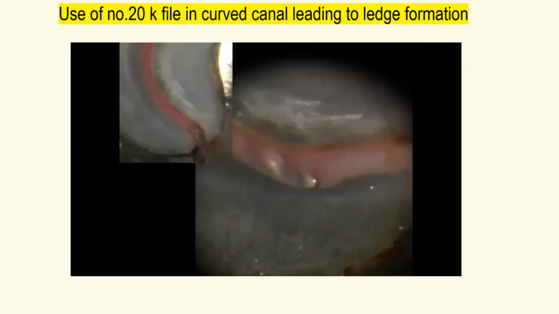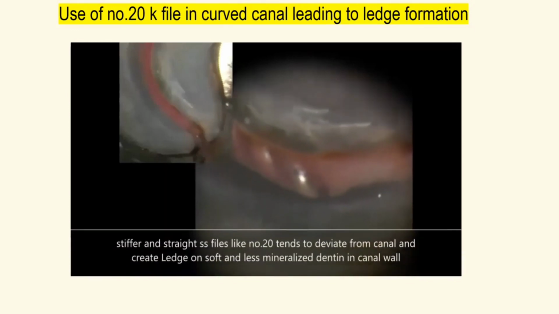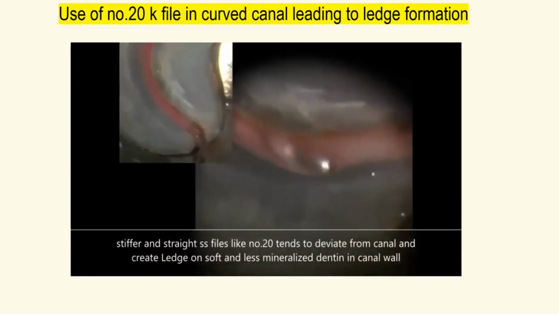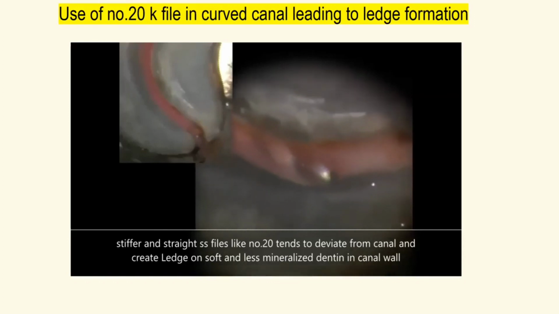It is not recommended to use file sizes larger than number 15, because the flexibility of stainless steel instruments up to number 15 size is sufficient to follow the anatomical curvatures. Beyond it, the instrument becomes stiffer and imposes its shape on the canal by deforming it. The file begins to deviate from the center of the canal, which can create a ledge or perforation.